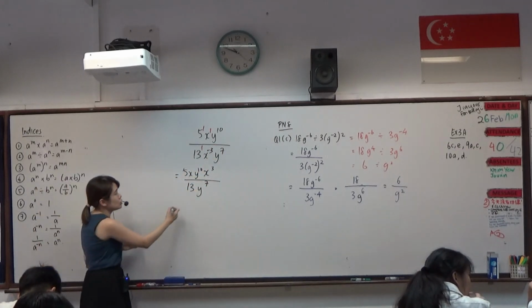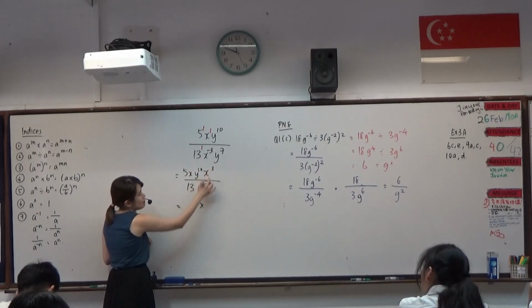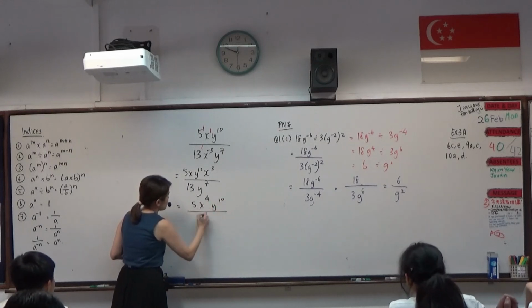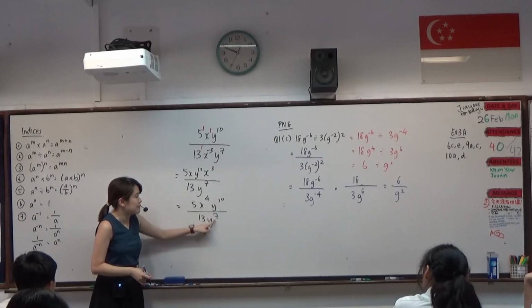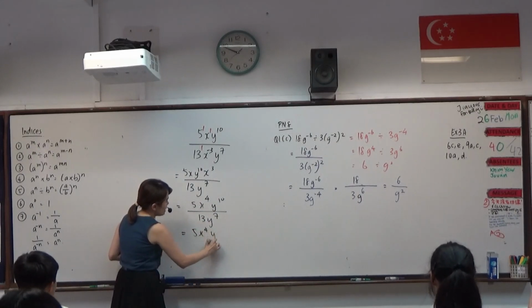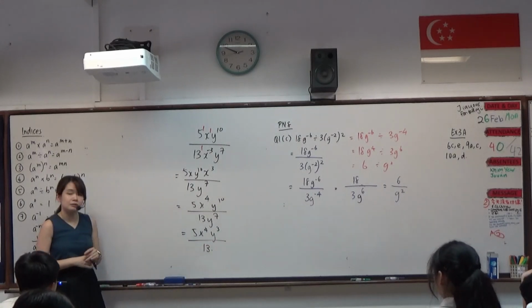Now I need to continue simplifying it. X to the power 1 times x to the power 3, that will give us x to the power 4. Okay, y to the power 10 divided by y to the power 7, that will simplify to y to the power 3. And this will be the answer.